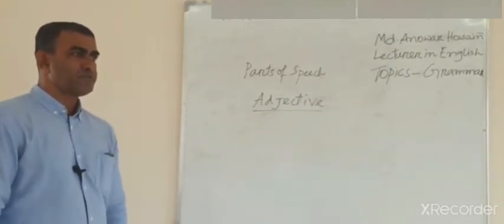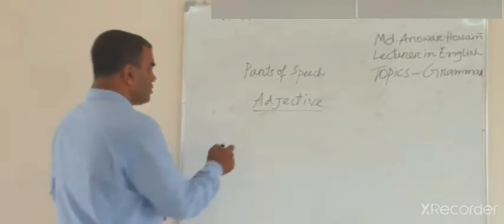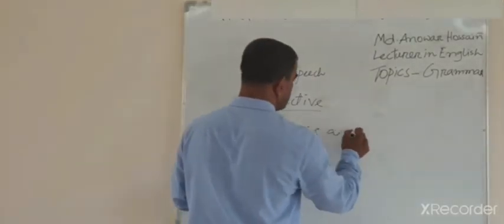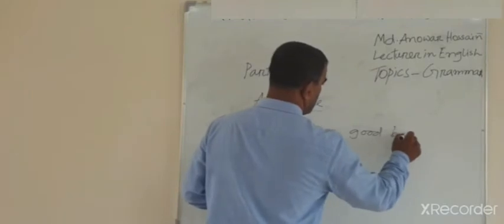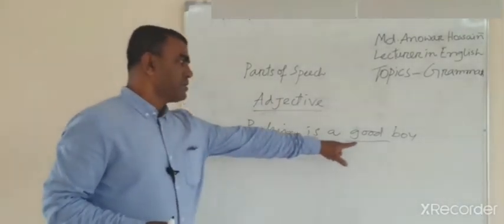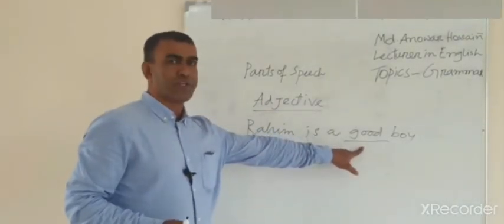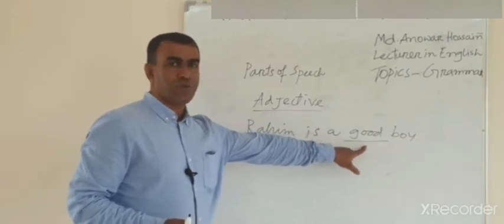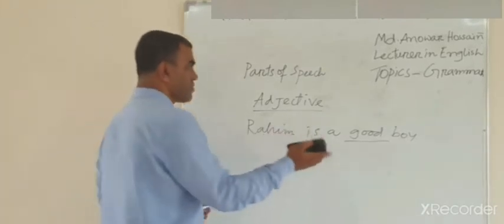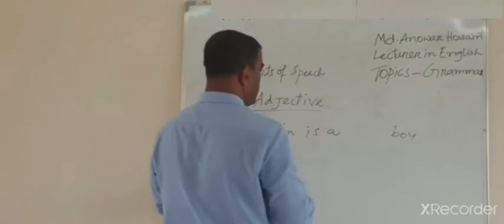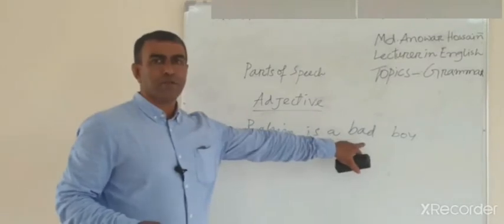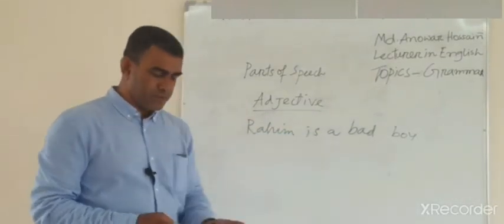For example, if I say that Rohit is a good boy, here the term good is a quality, it's a good thing. So this good is an adjective. But when we say Rohit is a bad boy, although it's a vice, it's also an adjective.